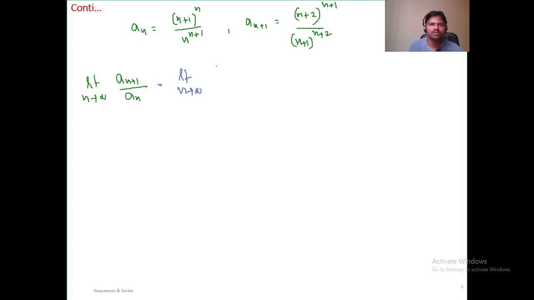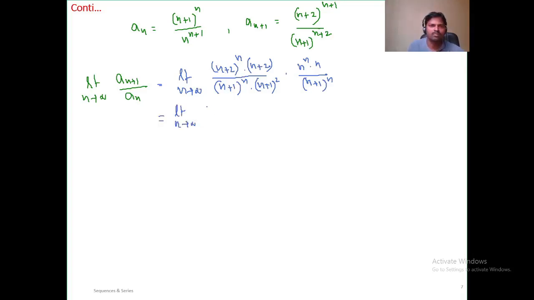Now what is an plus 1? It is (n plus 2) power n into (n plus 2) again, because power n plus 1 is there. Simplifying, the denominator is also the same: (n plus 1) power n into (n plus 1) power 2. Divided by an, this becomes n power n into n divided by (n plus 1) power n. Now we cancel out the similar terms, so the limit as n tends to infinity.